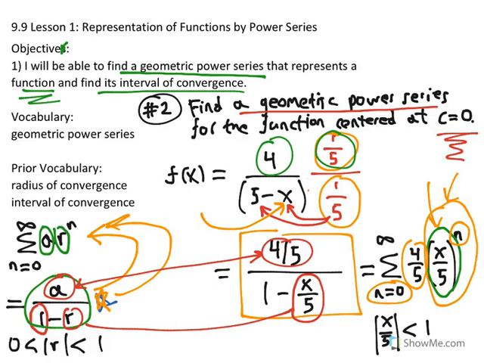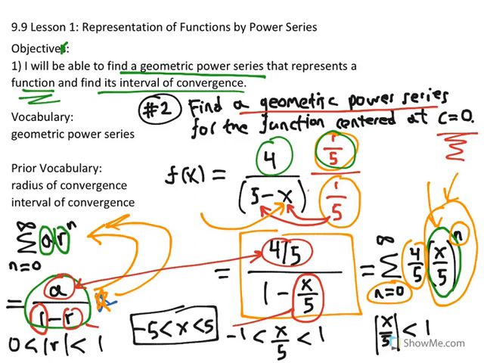And if you rewrite that as a compound inequality, you'll have the following. You'll have x over 5 is less than 1 and greater than negative 1. And if you multiply all three parts of the compound inequality by 5, then you will get your interval of convergence, which will be x is between negative 5 and positive 5.